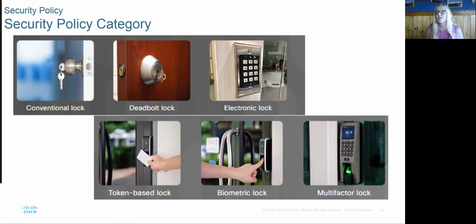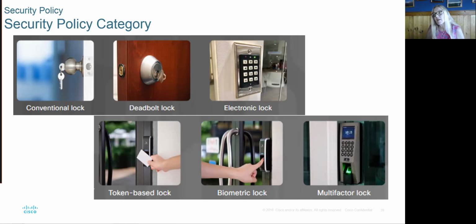So there's also token-based locks. You unlock by swiping a secure card or by using a near proximity reader to detect a smart card or a wireless key fob. We've got biometric locks, which is a good two-factor authentication if you're using that along with a keypad. It's going to be unlocked using a biometric scanner like a thumbprint reader. And biometric means something that you are.